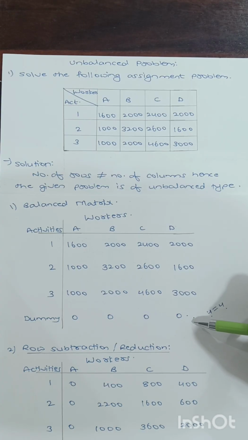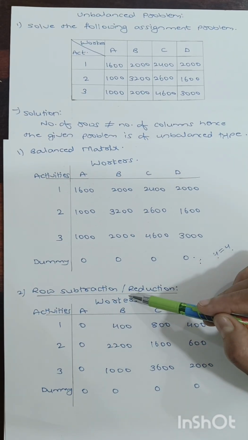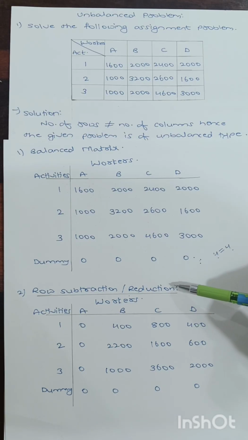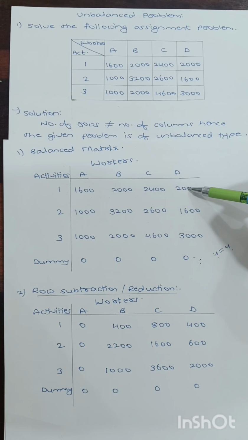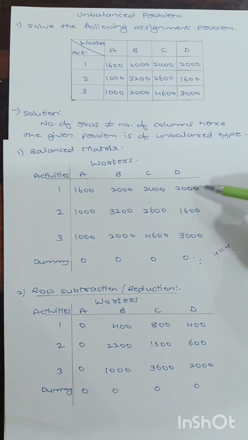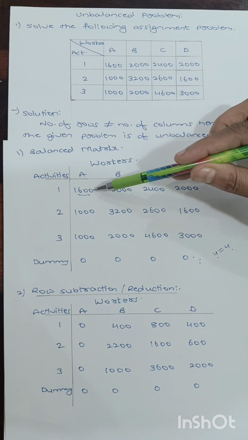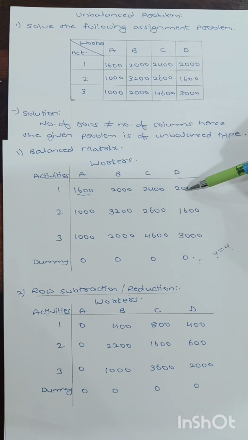Now once we have got the balanced matrix, we can apply the steps of Hungarian method. So the first step of Hungarian method is row subtraction. It is also called as row reduction. Now how to go for row reduction or row subtraction? First row, there are 4 elements, 1600, 2000, 2400 and 2000. As per the Hungarian method, in row subtraction, first we have to select the lowest element from the first row. So the lowest element from the first row is 1600. Now subtract this 1600 from all other elements of that row only.